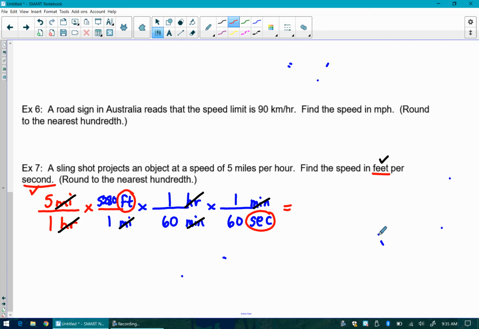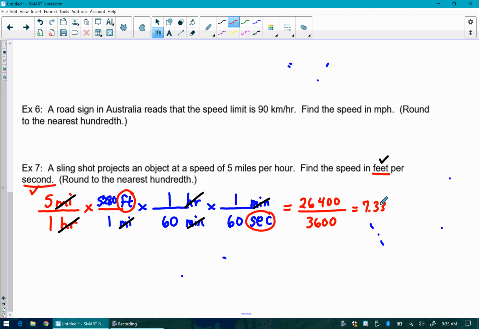So up top, you're doing 5 times 5280, which should give you 26,400. And then on the bottom, you've got 1 times 1, which is, of course, 1, times 60 times 60. So 60 times 60 should give you 3,600. After you do that division, you should get 7 point, I believe it's 33. Let me double check that.